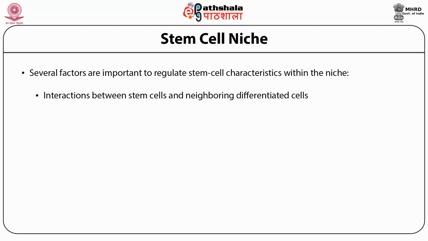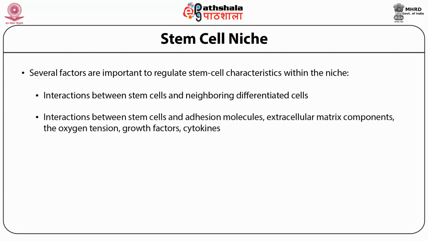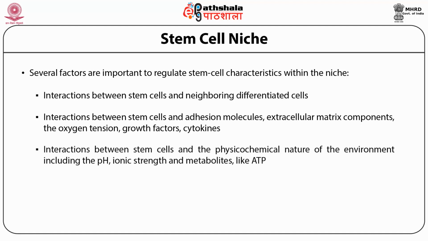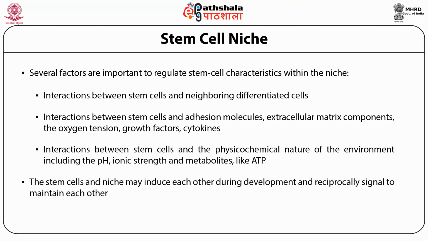cells take place between the neighboring differentiated cells. The interactions of the stem cells take place between the extracellular matrix components, the growth factors, cytokines, and the interactions of these stem cells can also take place between the physiochemical ingredients like the pH, ionic strength, metabolites including ATP. And it is seen that both the stem cell and the niche component mutually regulate each other during development.